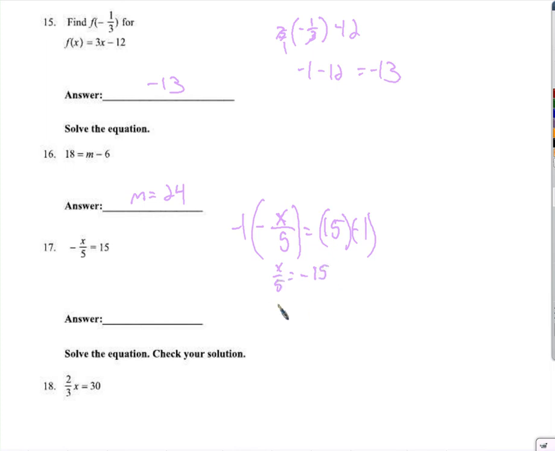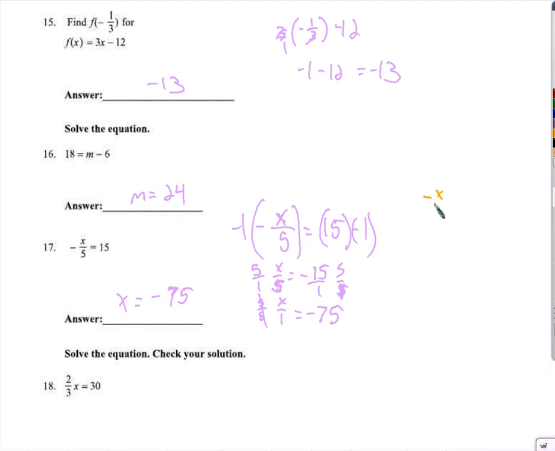Now I can think about what to do about this 5 in the denominator. All right. What do I do about that? How do I cancel out that 5? Well, if I multiply by 5 over 1, multiply this by 5 over 1, this is the same as 5 over 5 times x over 1. 5 over 5 divides itself, and we get left with x. On the other side, that's 5 over 1. And negative 15 times 5 is negative 75. So x is negative 75. That's one way to go.